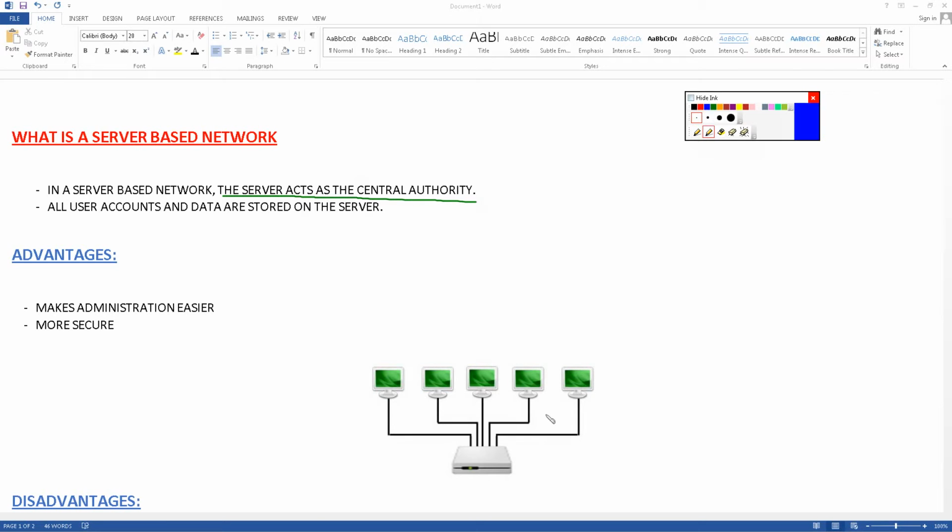Now, if you look at this diagram here, we have all our workstations or clients, and what we essentially have is our server. Okay? Maybe it's an HP server. Let's just say that this is an HP server.